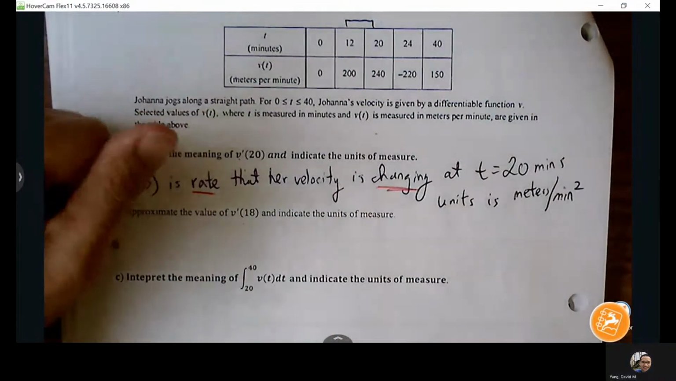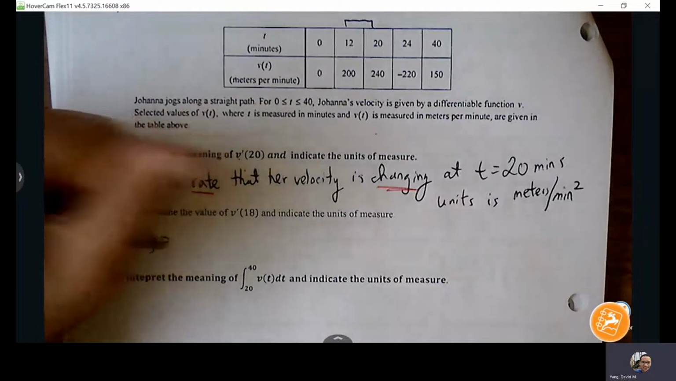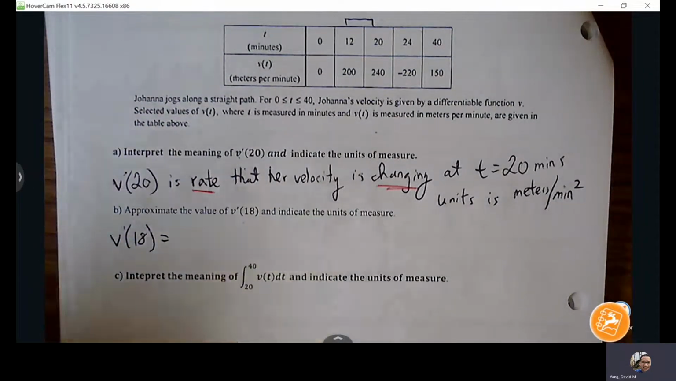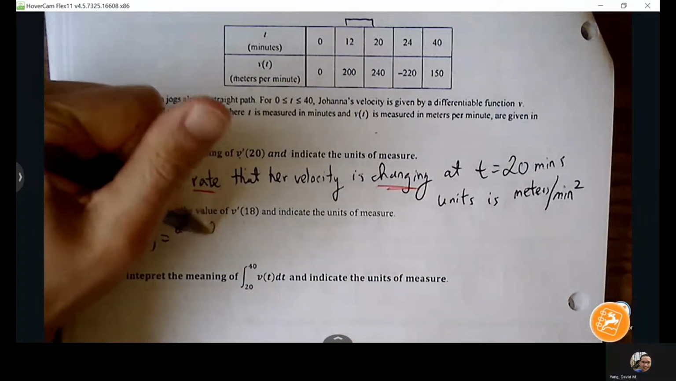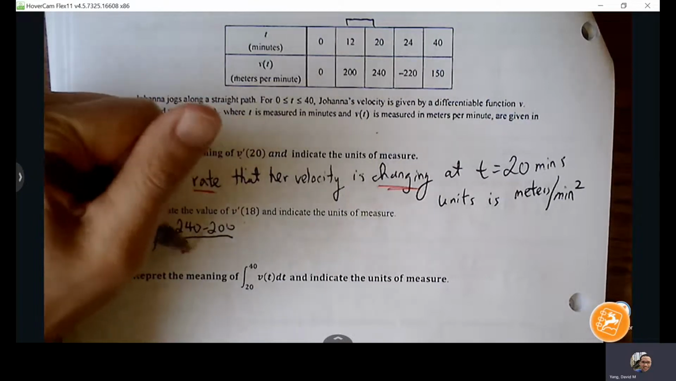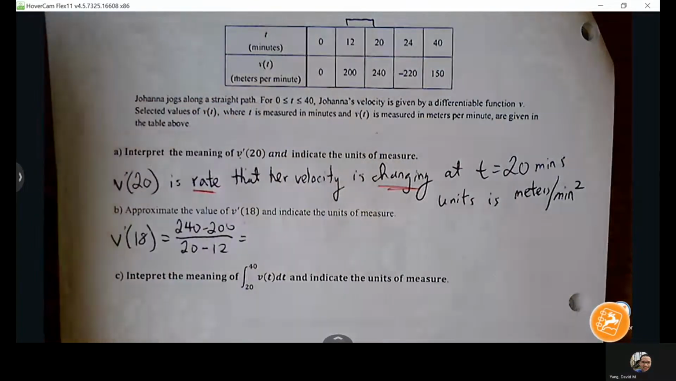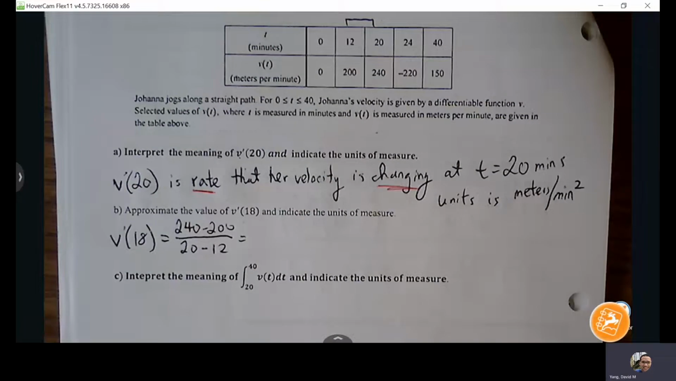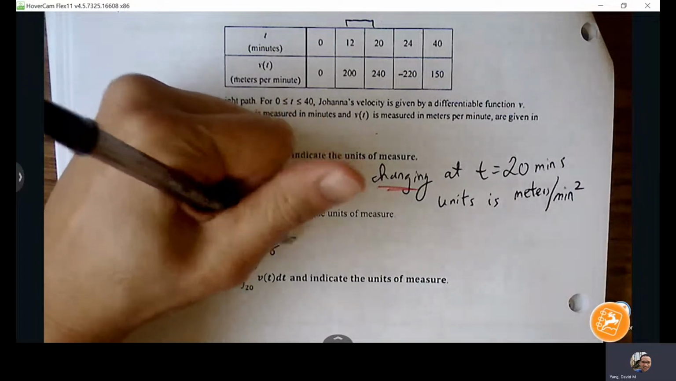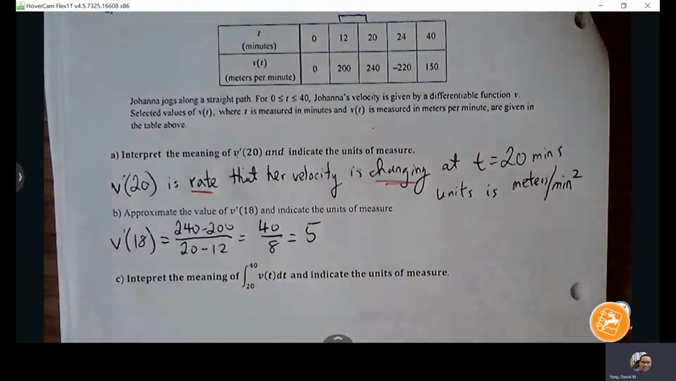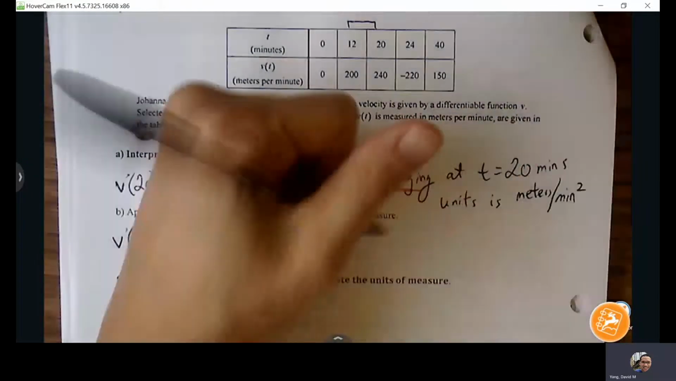So acceleration is just change in velocity over change in time. So we do change in velocity over the change in time. Okay, we get 40 over 8, which is 5, and our units of measure again is what? Yeah, meters per minute squared.